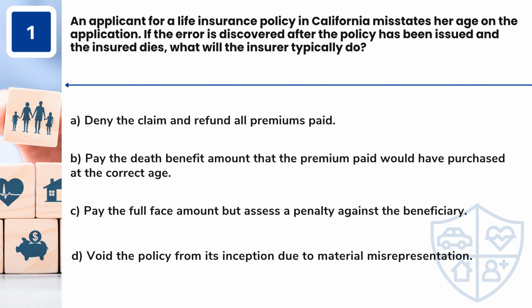B. Pay the death benefit amount that the premium paid would have purchased at the correct age. C. Pay the full face amount but assess a penalty against the beneficiary. D. Void the policy from its inception due to material misrepresentation.